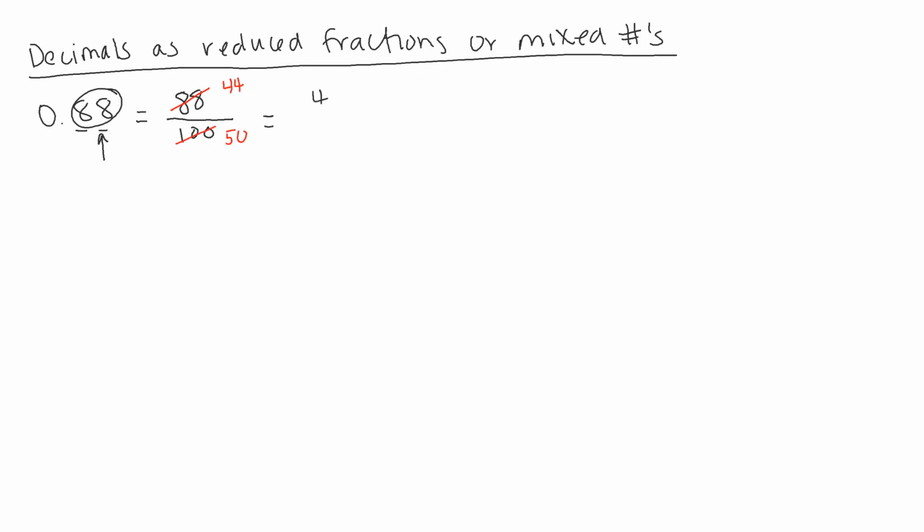So I've now got 44 50ths, but 44 and 50 are still even. So 44 divided by 2 is 22. 50 divided by 2 is 25. Now I'm reduced. So the decimal 88 hundredths is really the same as the fraction 22 25ths. Not bad, kind of fun.